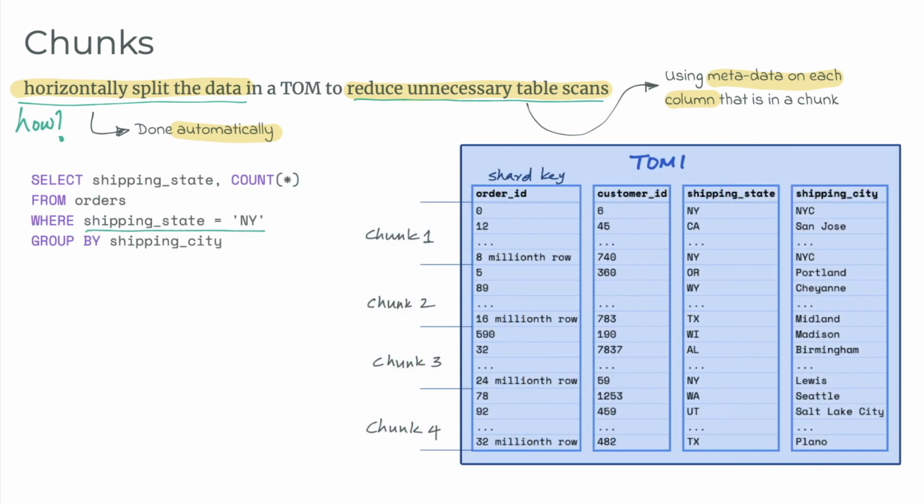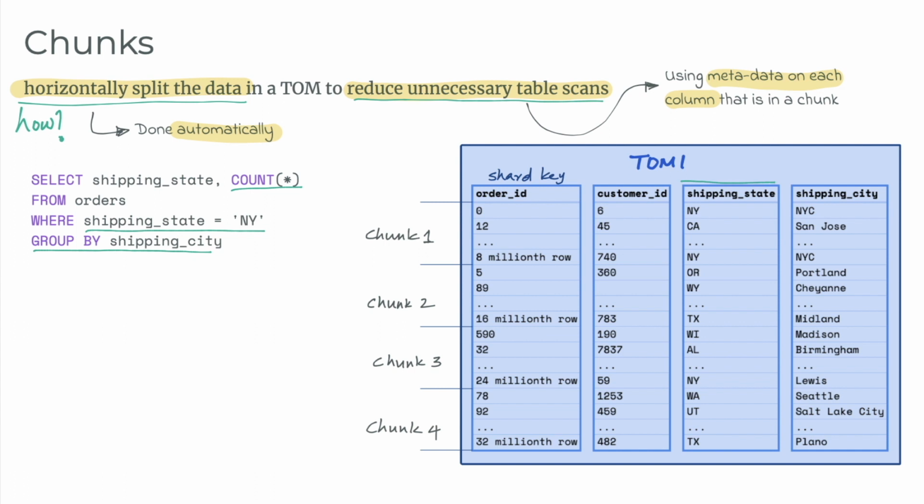Say we want to find out the number of orders per city in New York State. We can do that using this query, which first filters all the records where the shipping state is New York, and then groups by the shipping city column to calculate the number of orders. Let's work through this using what we have learned so far about chunks.